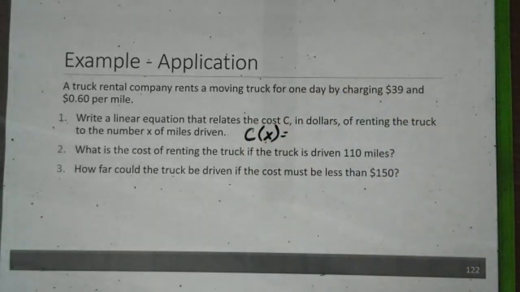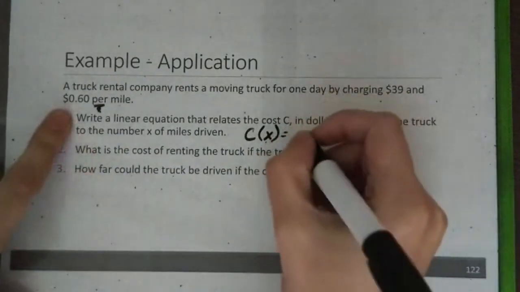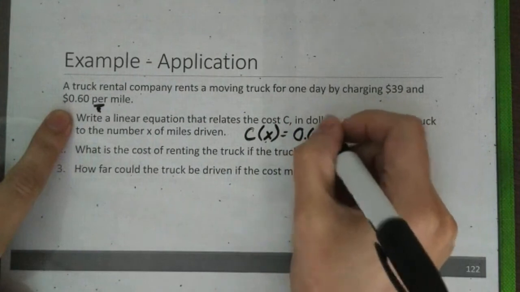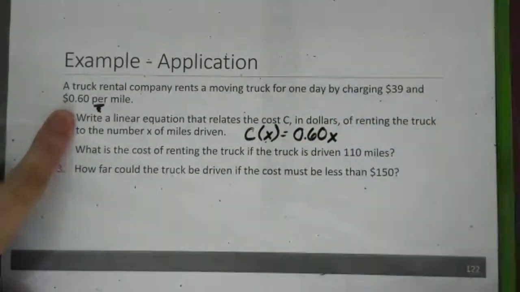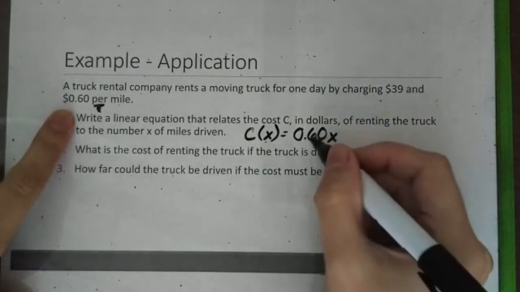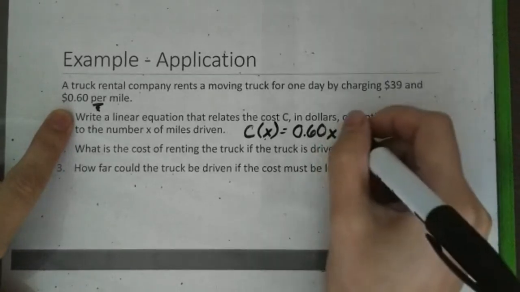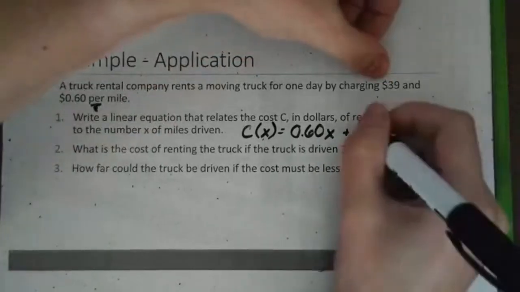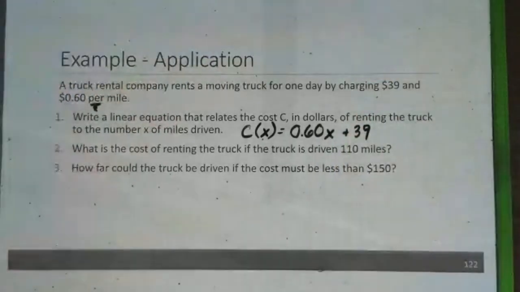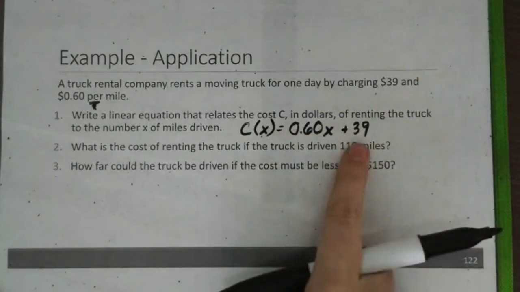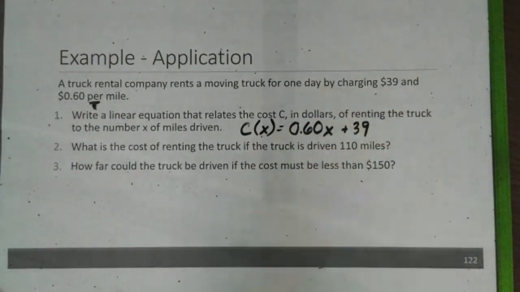I have to figure out which one's my slope and which one's my y-intercept. This word per indicates slope. So this 0.60 is my slope, and that has to be multiplied by my variable. And that should make sense because it's 60 cents per mile times the number of miles driven. Plus we have the flat charge of $39. So if you rent the truck but drive it nowhere, you're still going to pay the $39, even if you drive 0 miles.